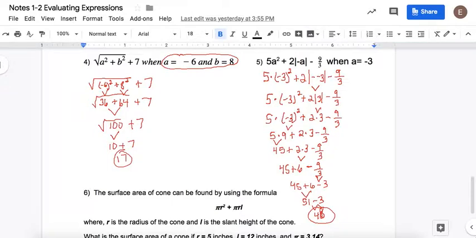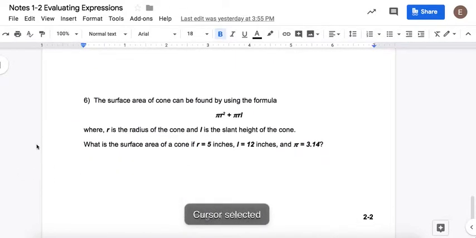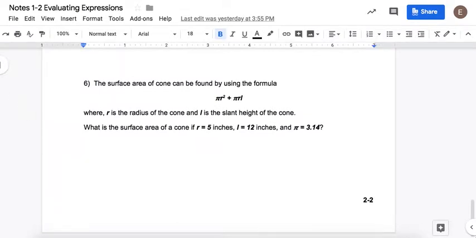Now, we can also do word problems with this. In this next example, I gave you a formula, and then I gave you what the symbols represented. So the surface area of a cone can be found by using the formula pi r squared plus pi r l, where r is the radius of the cone and l is the slant height of the cone. It says, what is the surface area of a cone? Now, yours might say pyramid, so if yours says pyramid, cross it out and put cone. If r equals 5 inches, l equals 12 inches, and pi equals 3.14.